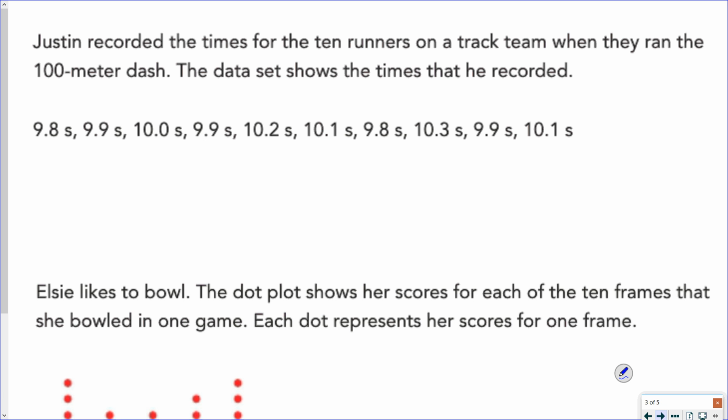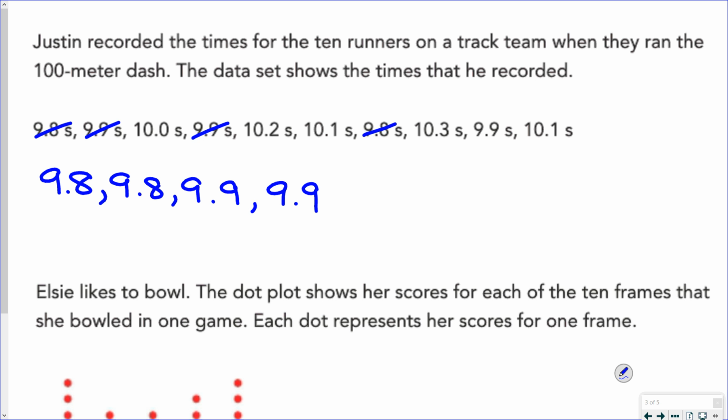Okay, so here we go. Justin recorded the times for the 10 runners on a track team when they ran the 100-meter dash. The data set shows the times that he recorded. Something you can do with mode is put them in order just like we did with median, because it does allow you to kind of see everything together. So we've got a 9.8 seconds. So I'm going to use that one. And we have another 9.8 seconds down here. So I'll put that one in. Followed by a 9.9, another 9.9, another 9.9. So right now I would have three 9.9s, so that makes it the mode over 9.8.